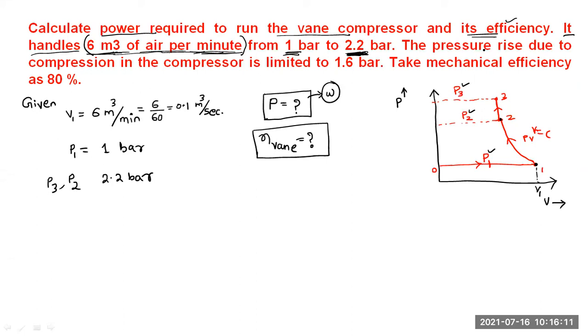Okay, now we'll proceed. The pressure rise due to the compression in the compressor is limited to 1.6, given as 1.6 bar. Okay, so three pressures are given. One pressure is 1 bar, one more pressure is 2.2 bar, and one more pressure we have is 1.6 bar. So if we look here at P1, P2 and P3, P3 is the highest pressure. P1 will be the lowest pressure. And this P2 should lie in between P3 and P1. Yes or no?